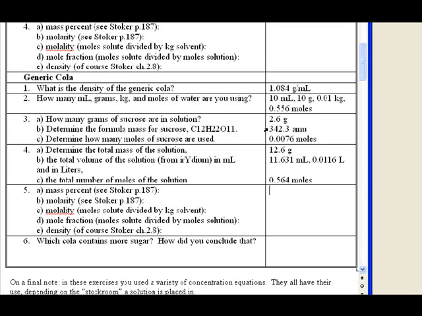Mass percent. So now I have to calculate the mass percent, which goes mass of solute divided by mass of solution. The mass of the solute, which is sucrose, 2.6 grams, divided by the mass of the solution, which is 12.6 grams. Comes out to 0.206, which of course is 20.6%, or rounded maybe to integer percent, 21%.